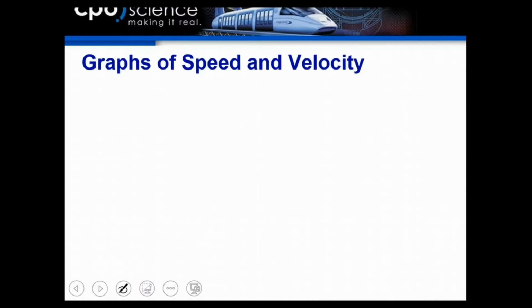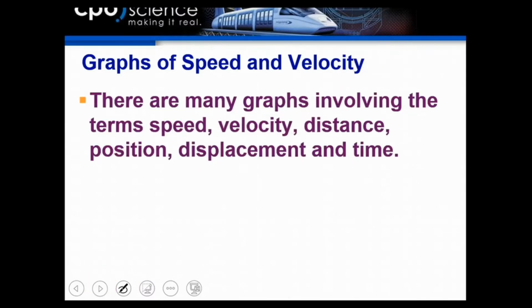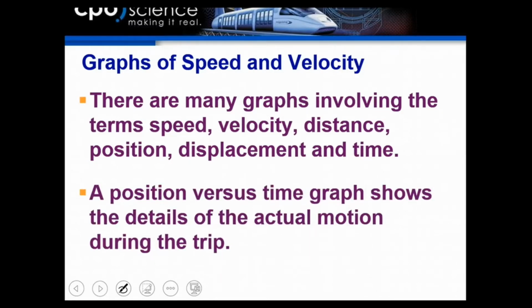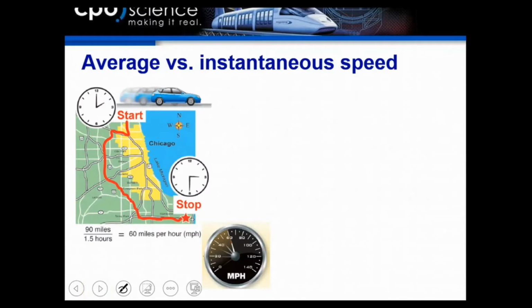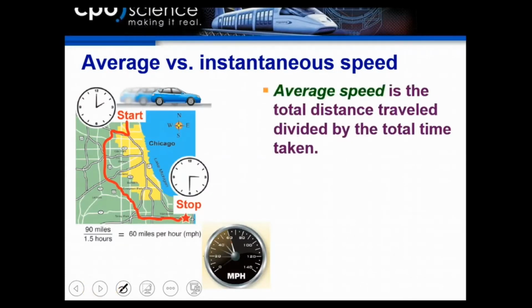So we're going to talk about several graphs, and they're going to include speed, velocity, distance, position, displacement, and time. A position versus time graph is going to show you the details of actual motion during the trip. Before we talk about those, we want to talk about two terms.